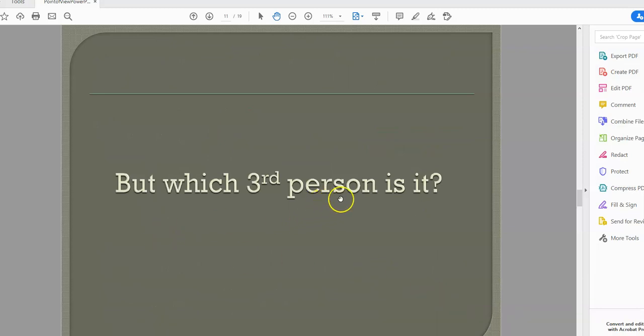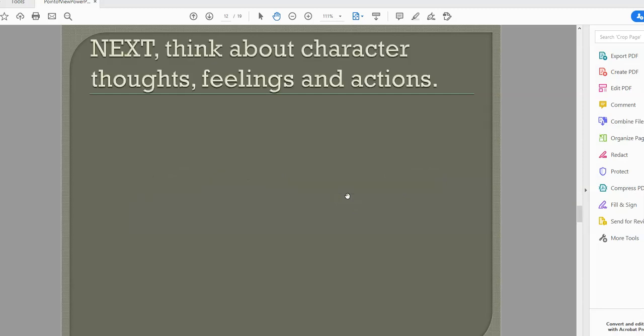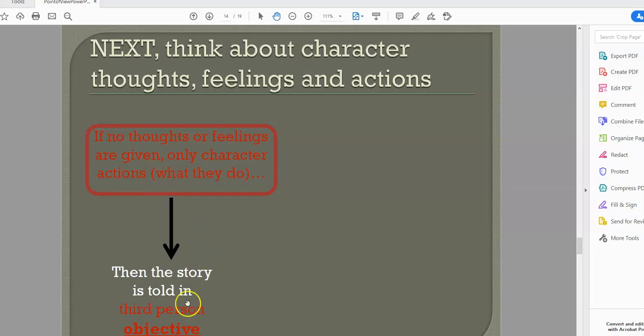But then you got to think about which type of third person is it. It's a narrator outside the story, but what type of third person? So next you can think about character thoughts, feelings, and actions. If no thoughts or feelings are given, and you only know what the characters do, their actions, then it's being told in third person objective. So you only see character actions or hear character actions, no feelings. That's third person objective.